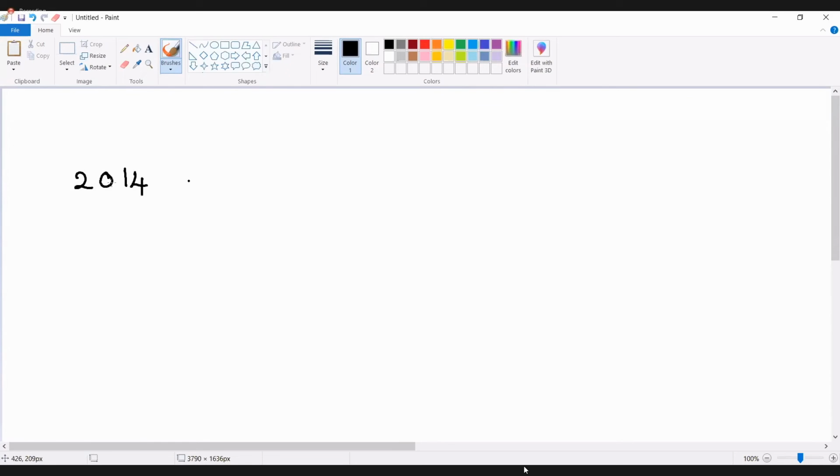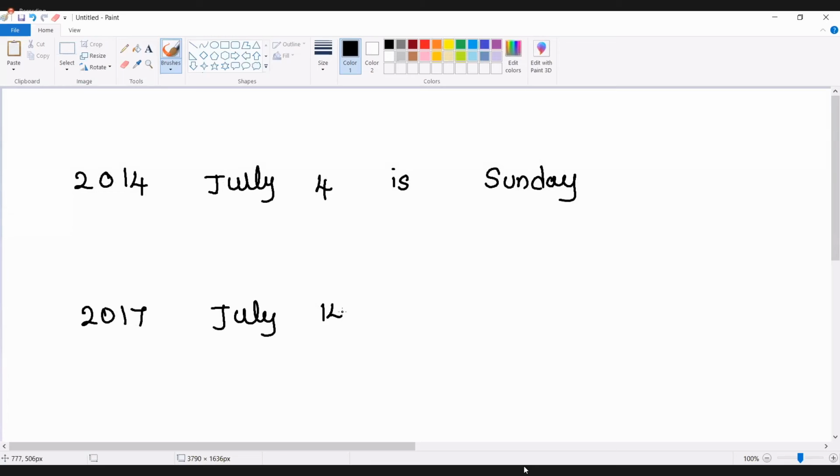2014, July 4th is Sunday. Then what was the day on 2017 July 4th? Only the date is the same, but the year is changing. How can we find this out? You can just observe 2014 to 2015, 15 to 16, 16 to 17.